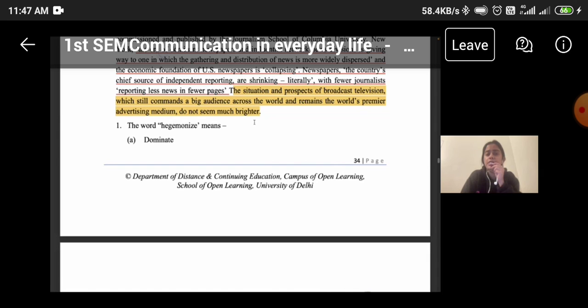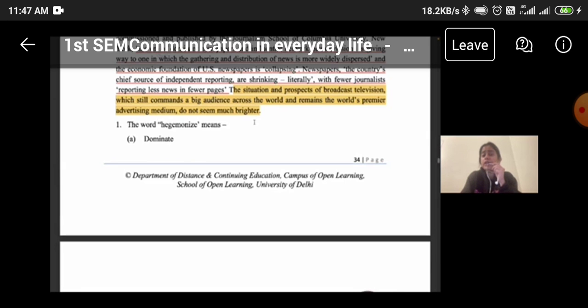The situation and prospect of broadcast television, which still commands a big audience across the world and remains the world's premier advertising media, do not seem much brighter.